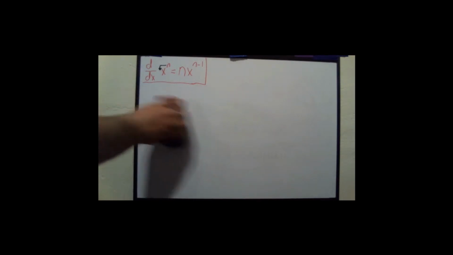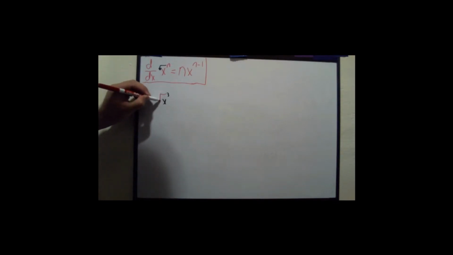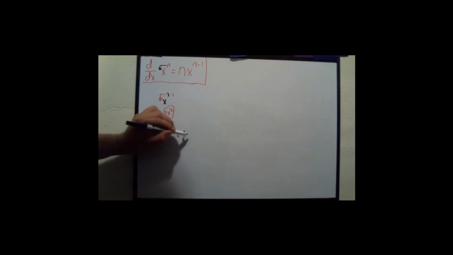I'll take another example. That is going to be, say, x cubed. My first step is I will move that 3 in front of the x, and then I'll subtract 1 from the 3. That's 3x squared. And that's the derivative of x cubed. How about another one? x to the 1/2. The derivative, after I move the 1/2 in front of the x and subtract 1, is going to be 1/2 x to the negative 1/2 power, because 1/2 minus 1 is negative 1/2.